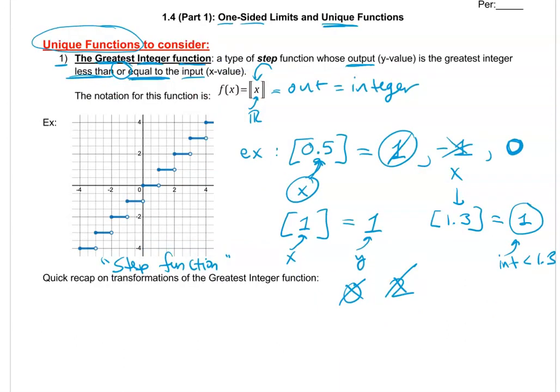Then I also wanted to quickly remind you what the graphing transformations were for this function so that you could quickly picture what the different variations of this function look like.